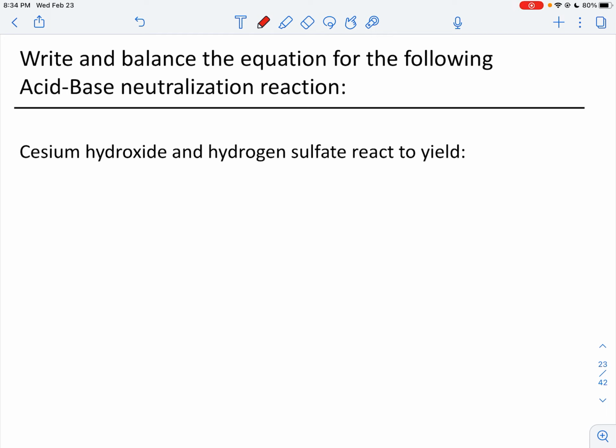All right, assuming hopefully that you've done that, what this says is you've got cesium hydroxide and hydrogen sulfate. So cesium is Cs, and it is main group 1, so it is going to have a +1 on it as the cation, and hydroxide obviously is OH minus. And then you've got hydrogen sulfate, react to yield what? Well, if it's acid base, well, let me write our other thing first. Hydrogen sulfate, H2, because sulfate has a negative charge on it, and so H2SO4.